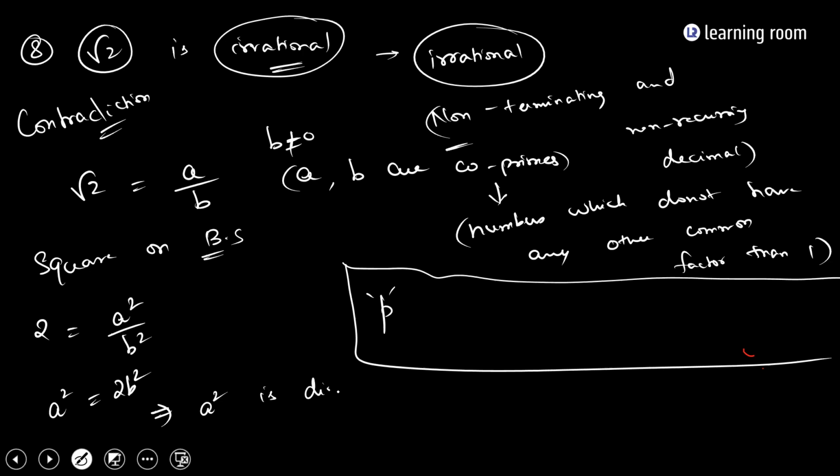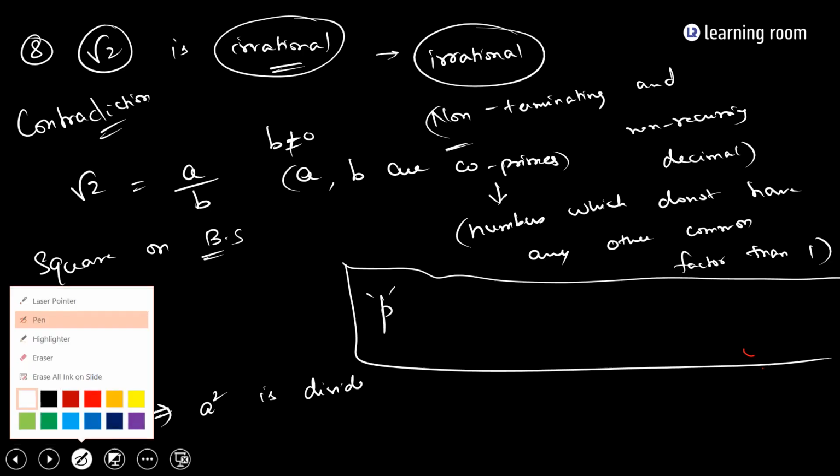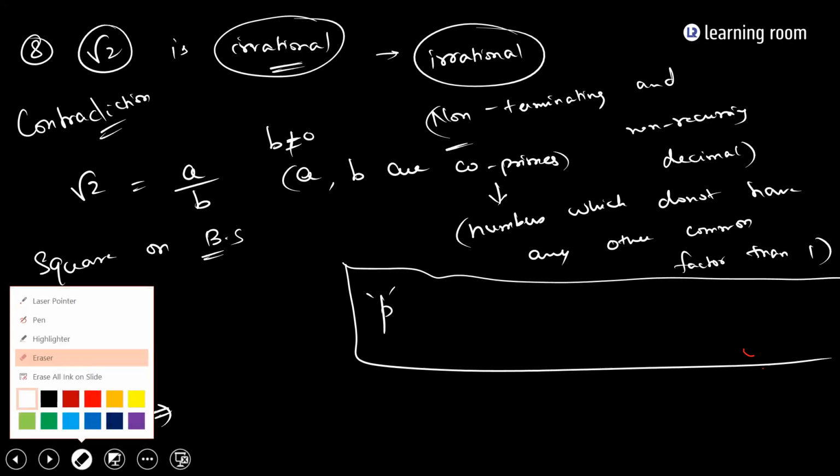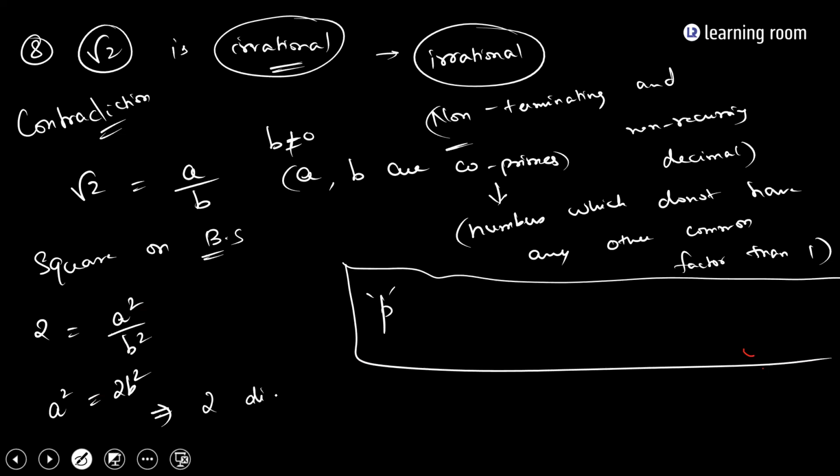Okay, I'll go with your statement. You want me to write that 2 divides A square? That implies 2 divides A. So 2 divides A also. Next, what should I write?